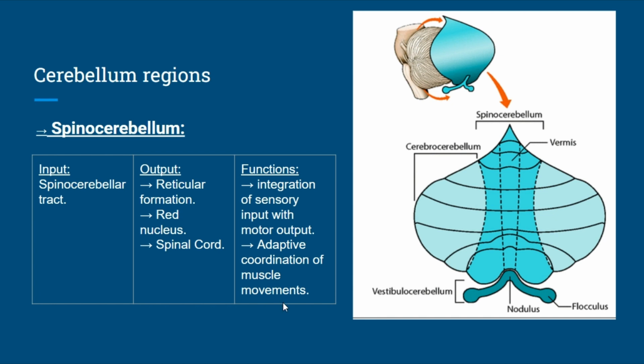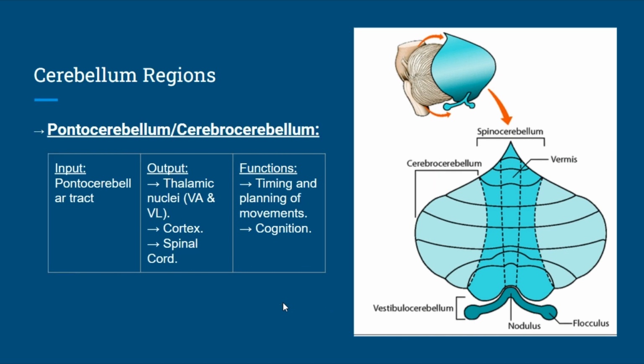So you get information. For example, you touch something, so there's sensory information relaying into your cerebellum, and the motor output is going to tell you to remove the hand or place your hand over there.